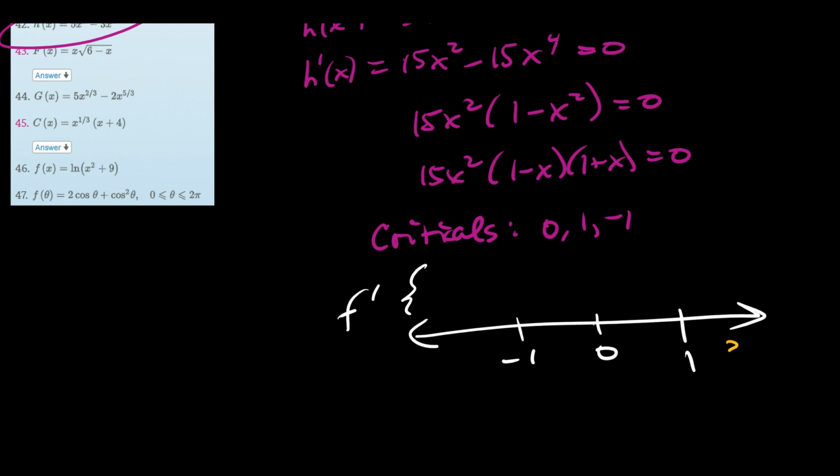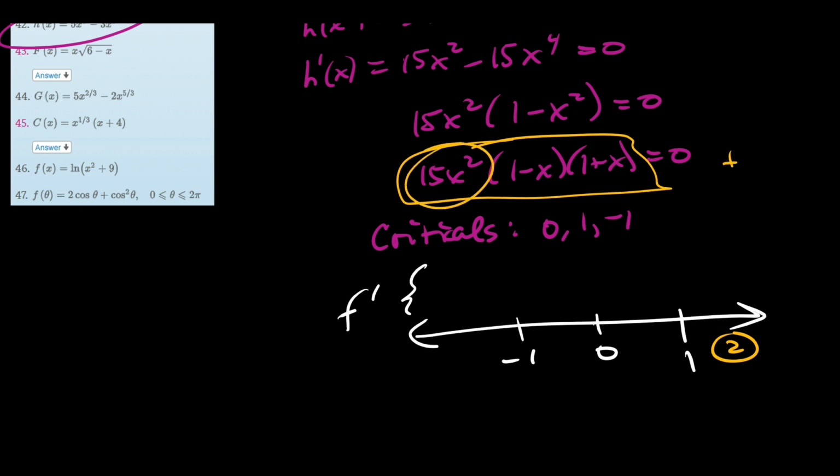I'm going to plug in a 2. So plug in 2 into the first derivative here. Okay. So when you plug in 2, you get a positive here. You get a negative there on the second one, and then you get a positive on the last one. So it's going to be negative there.